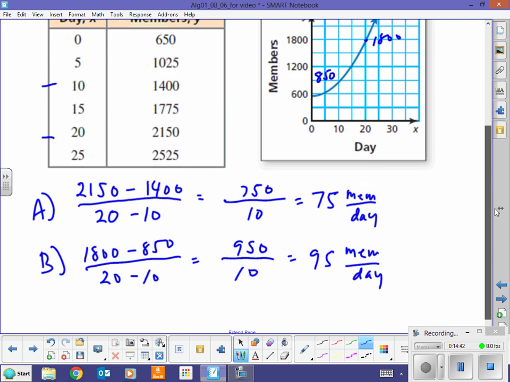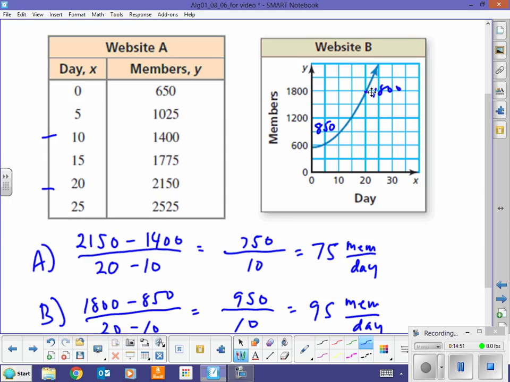Okay, let me bring that back up there. So that's the average rate of change over the time period specified, and this one will have more because it is exponential or quadratic. Okay, that's it.